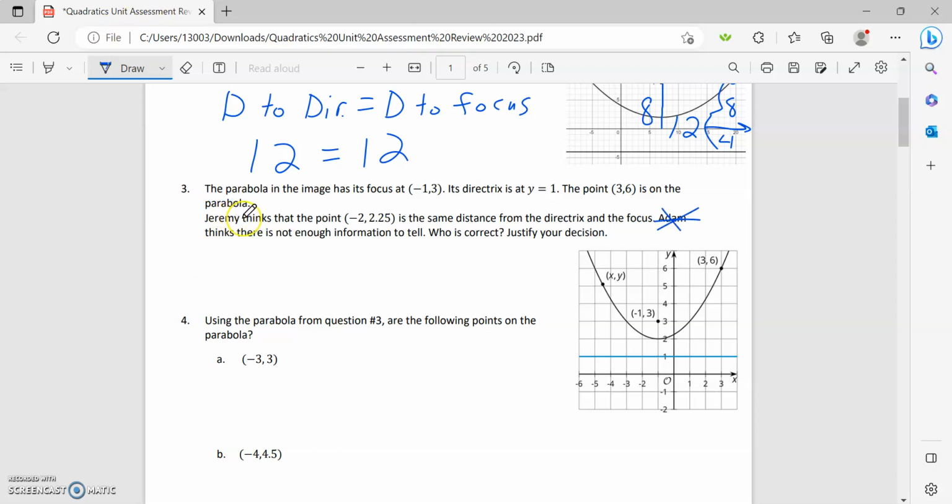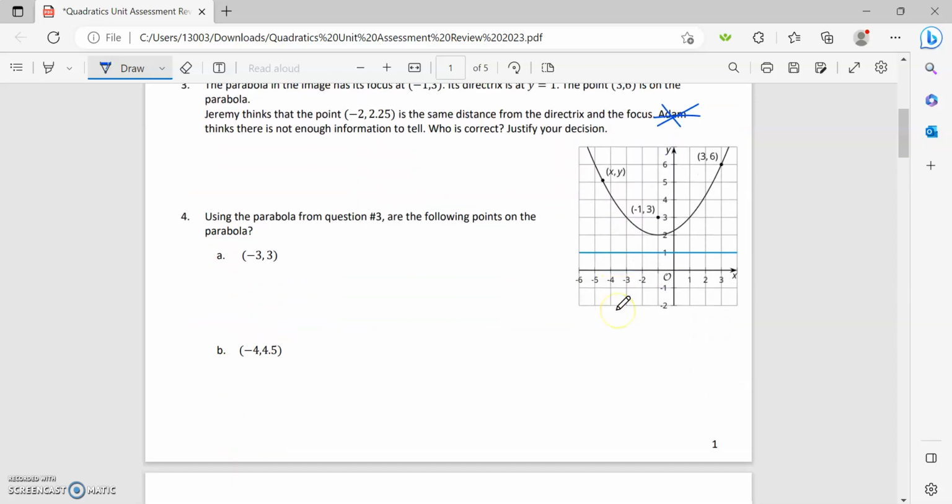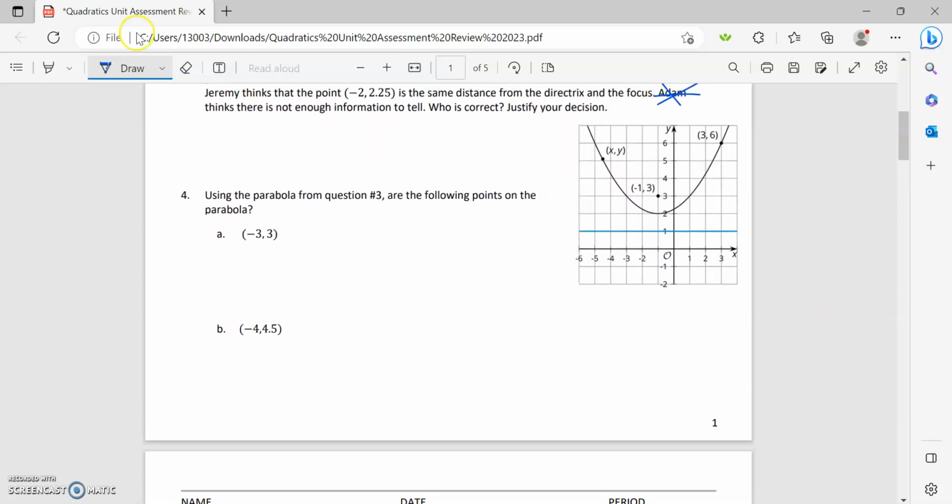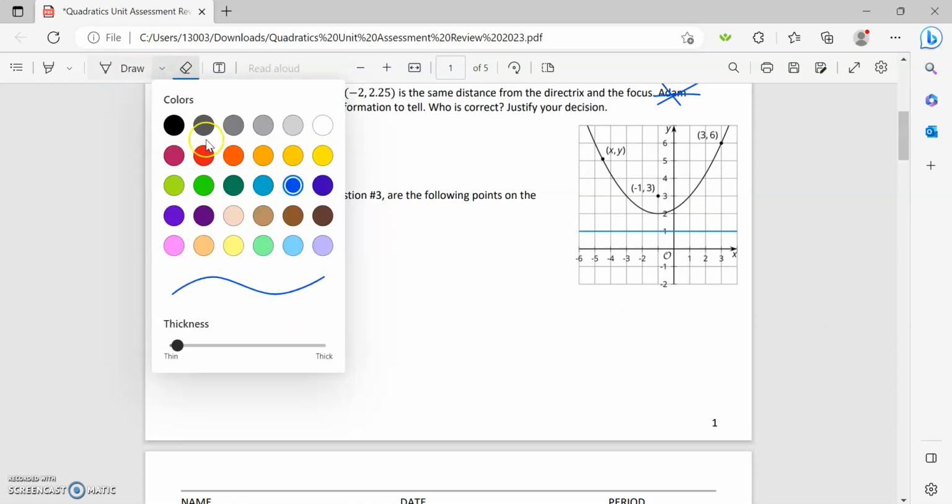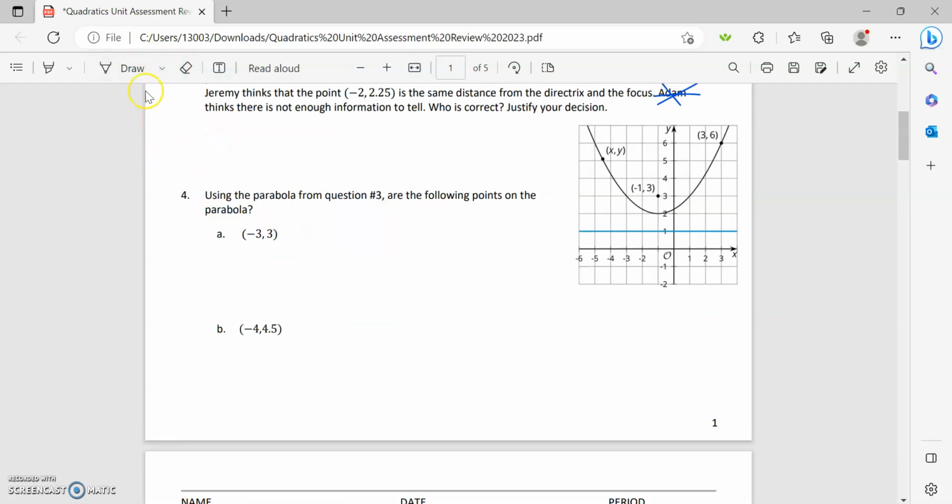That does not mean that Jeremy is right. It just simply means that Adam is wrong. We do have enough information. So here's what we're going to do. We are going to test that point. I'll change my color to red. I'm going to draw the point negative 2, 2 1/4. Okay, so there we are. There's the point we're checking. From a visual inspection, it looks like it's there.